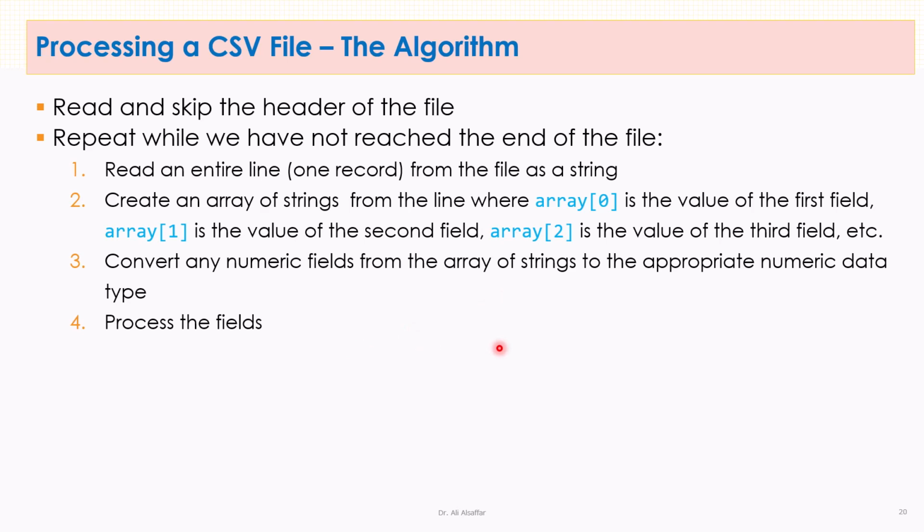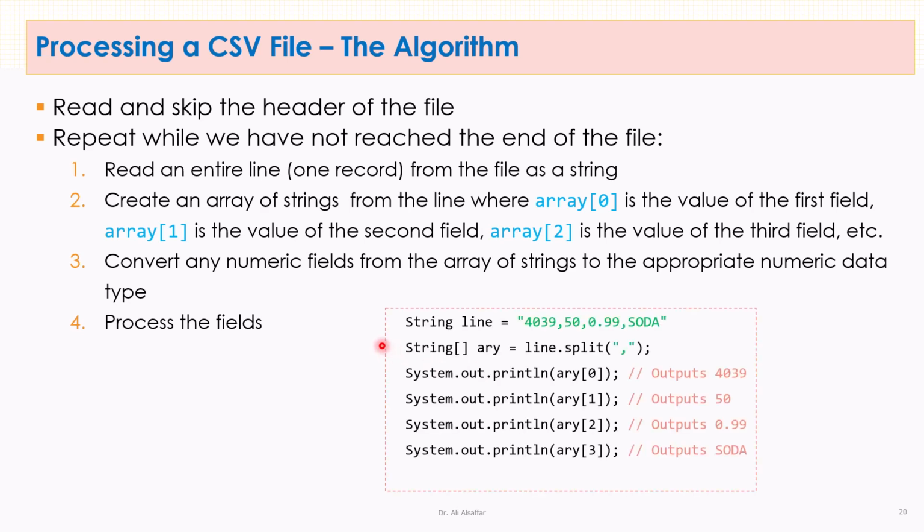So let us show you an example of how to split fields inside a string if they are separated by commas. The record in this example is taken from the transaction.txt file that we covered in the previous slide. The first field was for the SKU, the second field was for the quantity, the third was for the price, and the fourth field was for the description. So we assume now this record is saved as a single string in a variable called line.